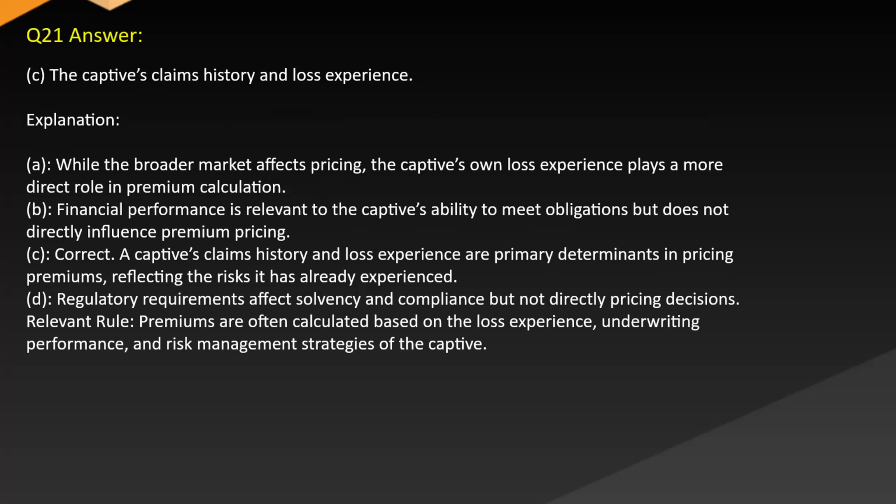Answer: C. The captive's claims history and loss experience. Explanation: A. While the broader market affects pricing, the captive's own loss experience plays a more direct role in premium calculation. B. Financial performance is relevant to the captive's ability to meet obligations but does not directly influence premium pricing. C. Correct. A captive's claims history and loss experience are primary determinants in pricing premiums, reflecting the risks it has already experienced. D. Regulatory requirements affect solvency and compliance but not directly pricing decisions. Relevant rule: premiums are often calculated based on the loss experience, underwriting performance, and risk management strategies of the captive.